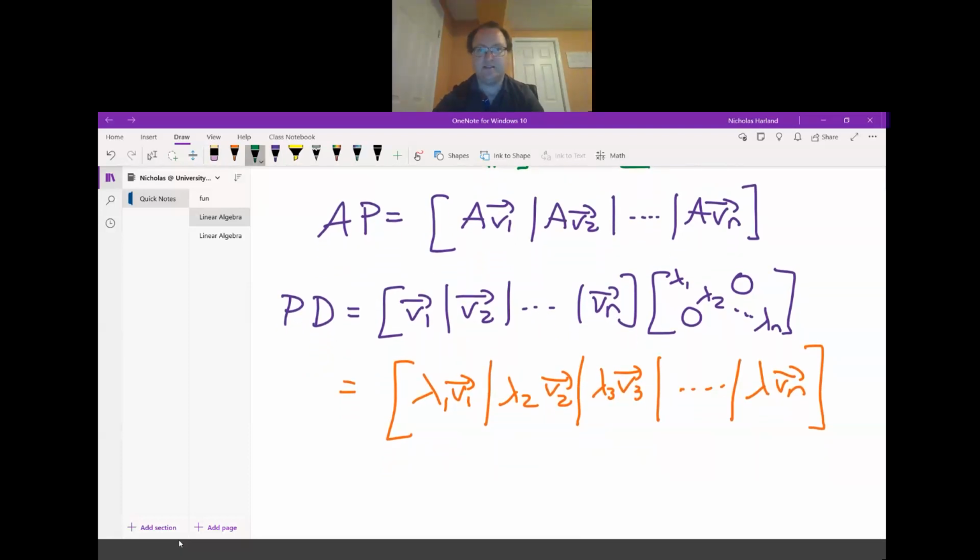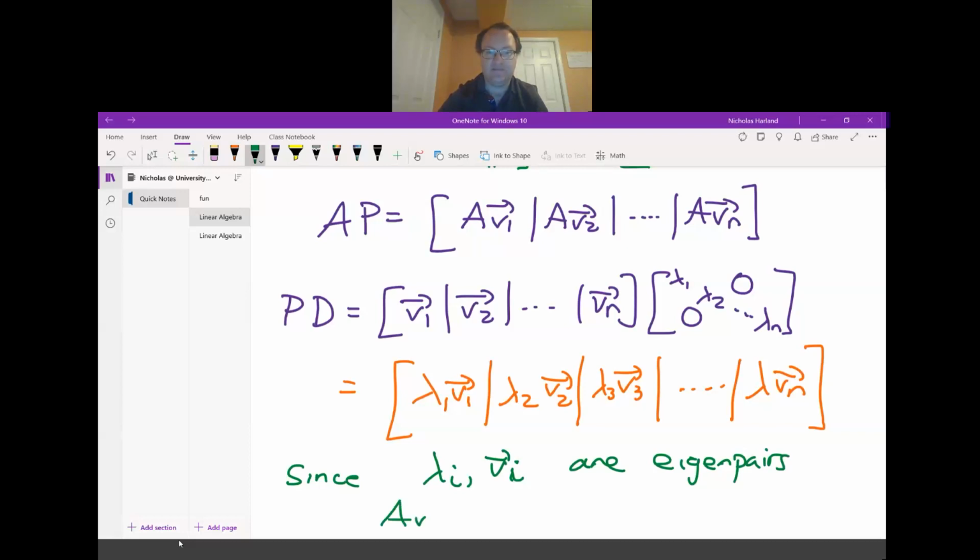The answer to that is because we're dealing with eigenvectors. So note here that we've never actually used, this is true regardless of what matrix we have or what diagonal matrix we have. This statement here is true. What makes them equal is since lambda i and vi are our eigenpairs, we get that Avi is equal to lambda i vi. In other words, AP is equal to P times D.